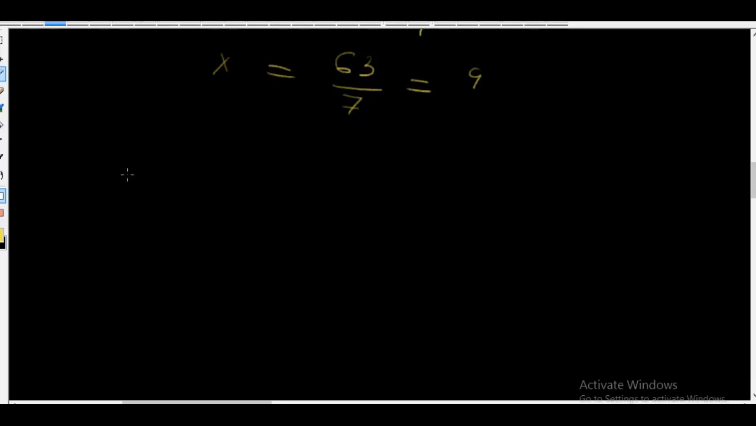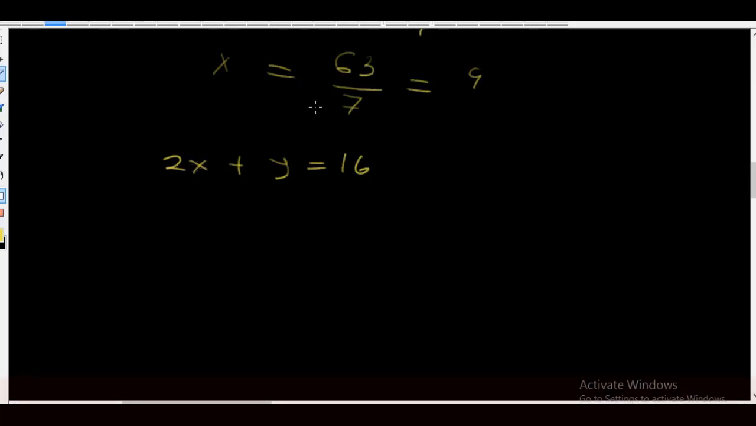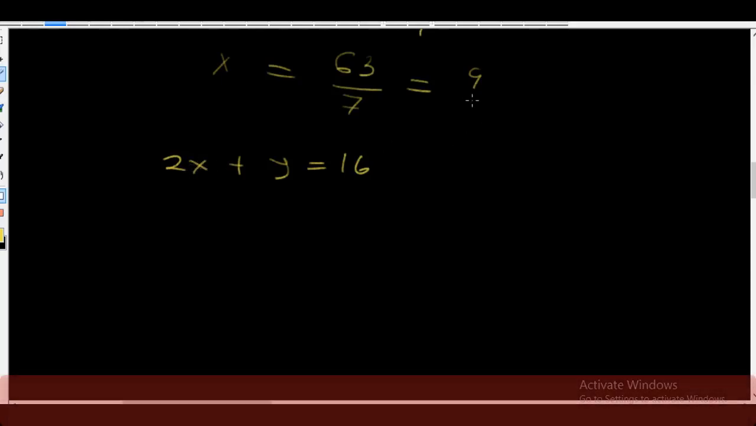So what we're going to do now is that in equation 1, that is 2x plus y is equal to 16, instead of writing x here, we're going to put 9 in place of x, because x is confirmed to be 9. So here now we're going to write 2 times 9 plus y is equal to 16.